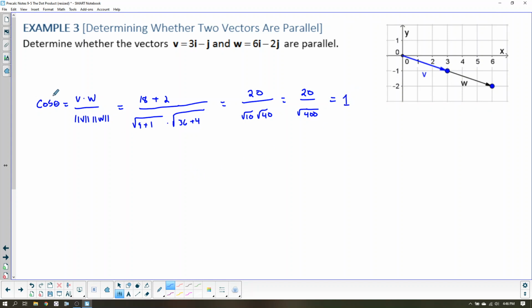If cosine theta, cosine of the angle between them, is 1, then they have to be parallel. The other way to think about it is theta would have to be cosine inverse of 1, which means theta is equal to 0. Right? If cosine theta is 1, then theta has to be 0. So therefore, v and w are parallel.